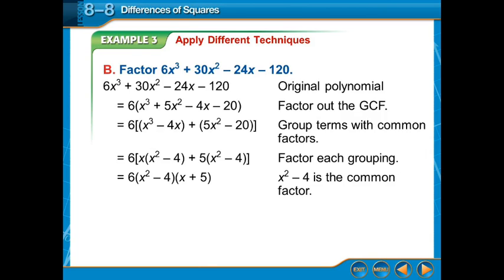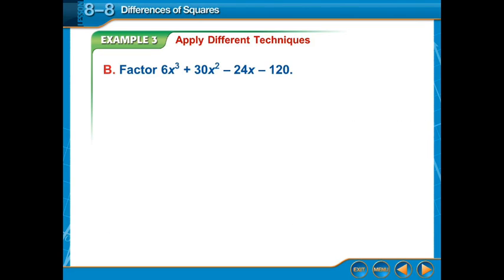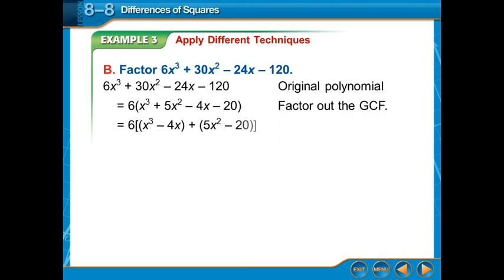I still have the difference of two squares that I can factor. The square root of x squared is x, the square root of 4 is 2. So I can still factor the difference of two squares. Always look at what you have one more time and ask yourself, can I factor it one more time? This is just running through it one more time so they can give you the answer at the end.